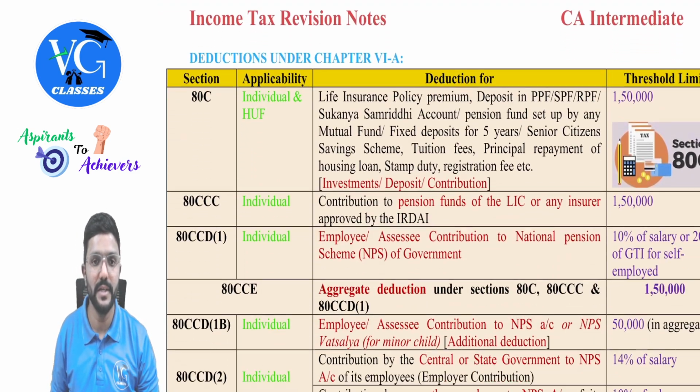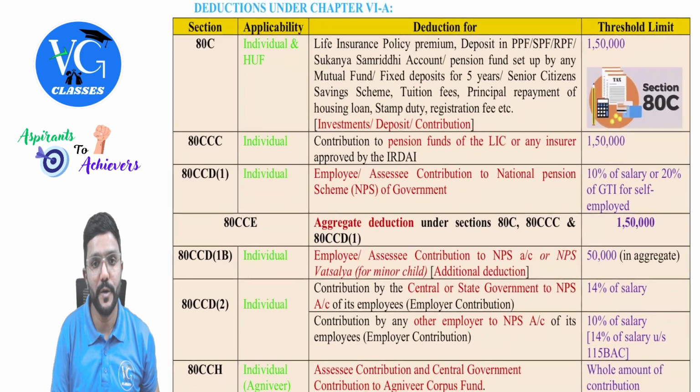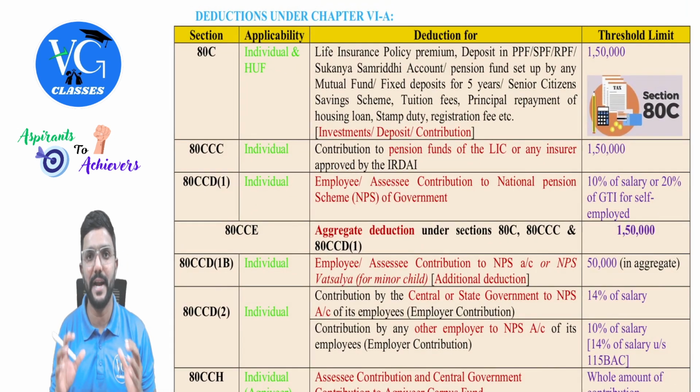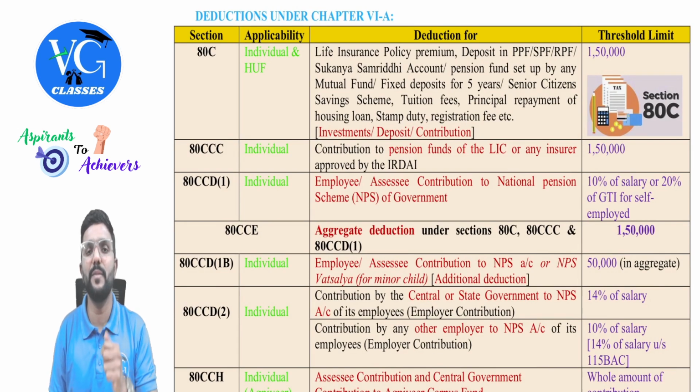Okay. Now we will learn the list of deductions under Chapter VI-A, guys. For deductions, I have tried to simplify and prepared a table here where I have given for whom each deduction is available.